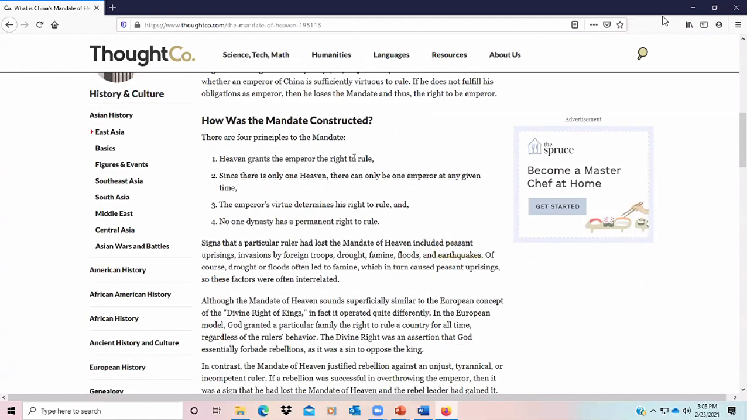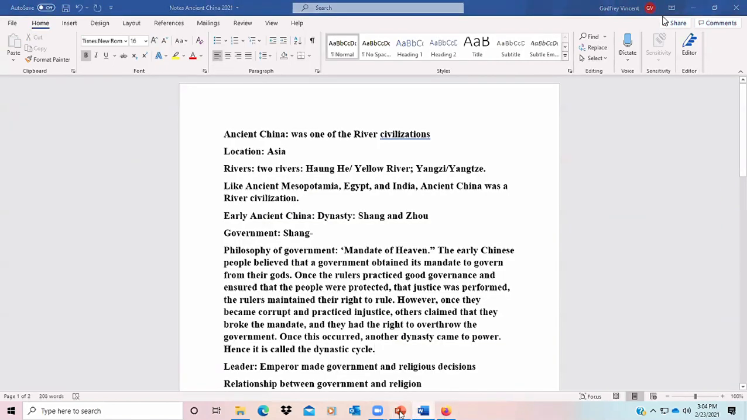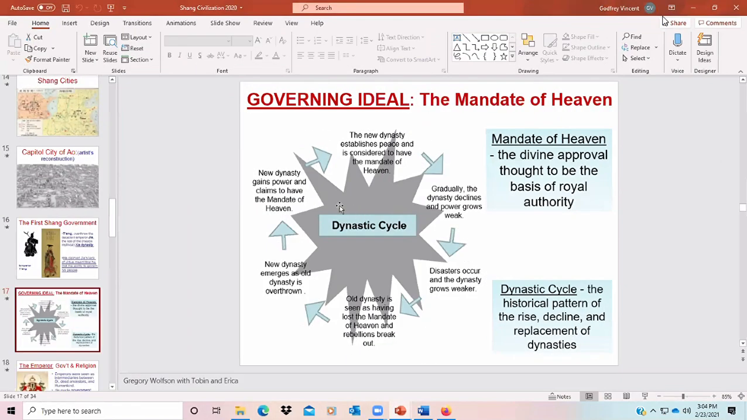Heaven, the gods, gave them the right to rule. And since there's only one heaven, there can only be one emperor at a given time. So the emperor's virtue determines his right to rule. In other words, the emperor should not become corrupt. The emperor should practice good governance, ensure that justice is done. If the emperor is not doing these things, then other groups will say, you know what, we have the right to overthrow the emperor and form a new dynasty. And this is why we call it the dynastic cycle.